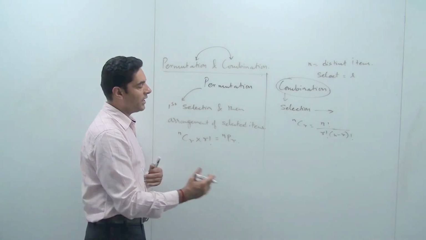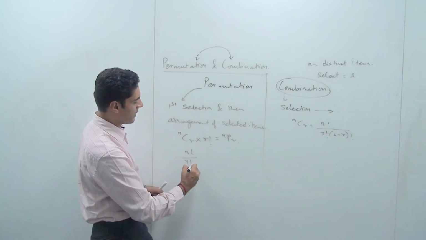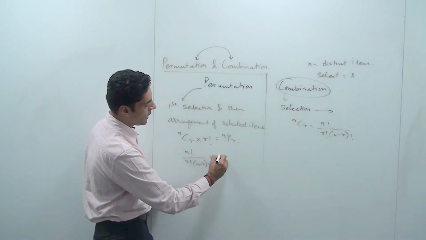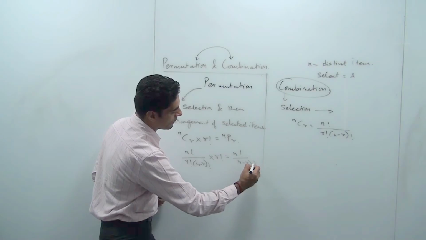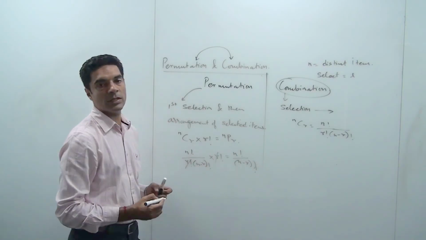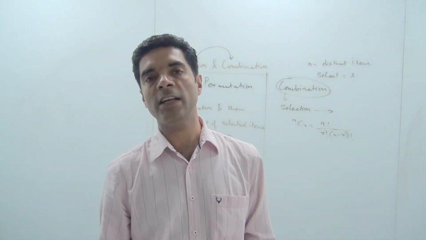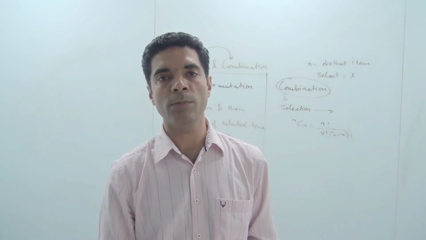Now you need to equate the left hand side with the right hand side, and that can be done because nCr is n factorial over r factorial into n minus r factorial, multiplied by r factorial, will give you n factorial over n minus r factorial, which is the expanded form of nPr. So this cancels and the left hand side becomes equal to the right hand side. So two ways: either you first select and then arrange those selected items, or you directly apply nPr, that is going to give you the same result.